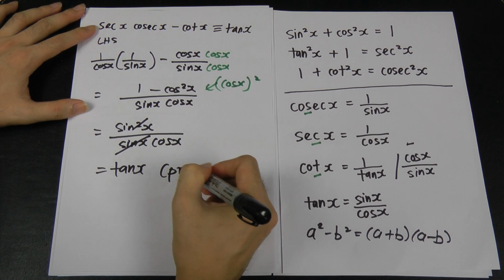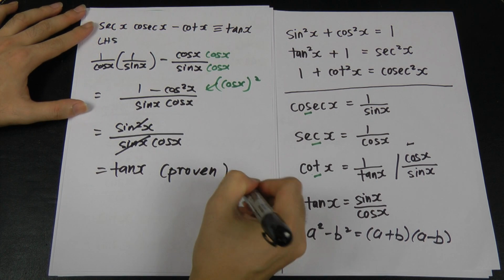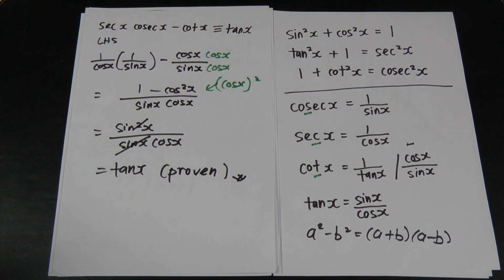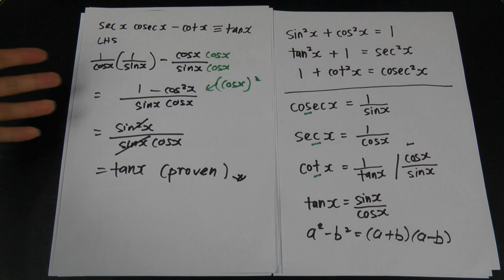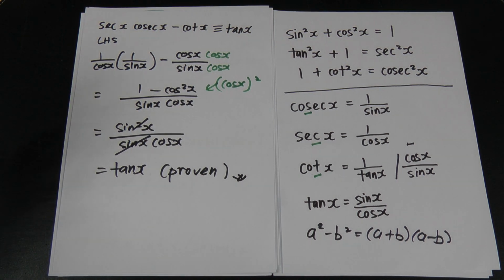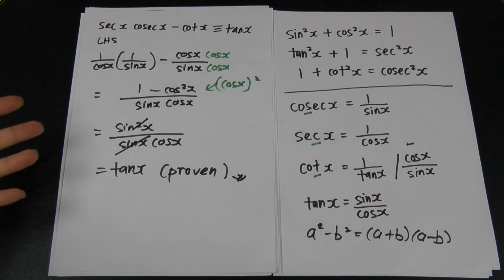Then it's proven. Okay, so these identity questions, a lot of the so-called difficult identity questions, all of them will have the fraction. They always come out in the fraction form. And please, when you see a question like this, the first thing that comes into your mind should always be to make them have the same denominator.